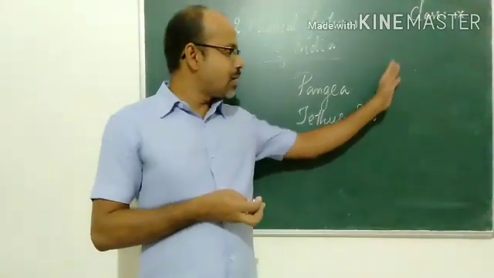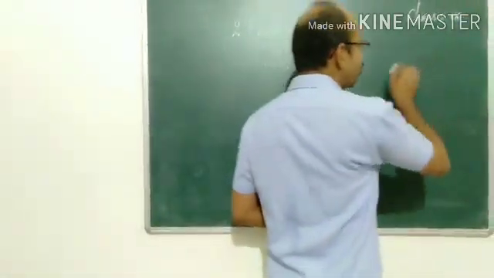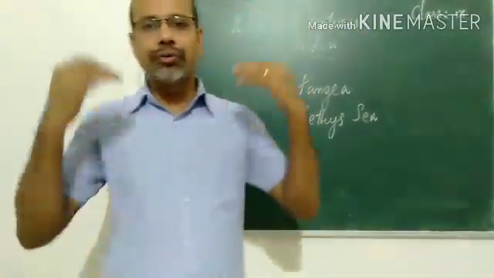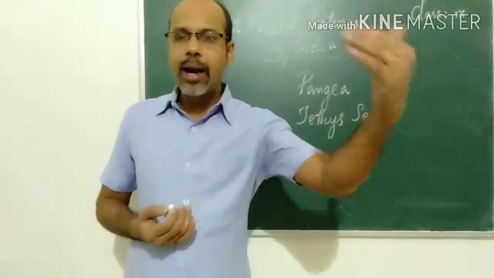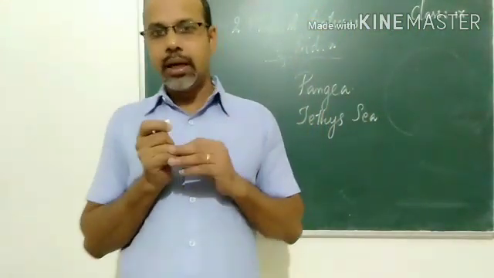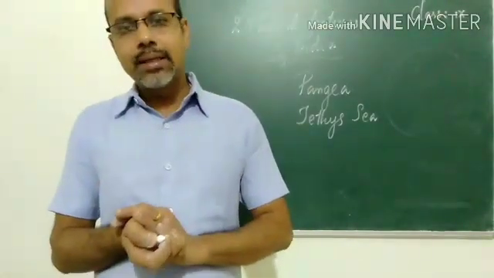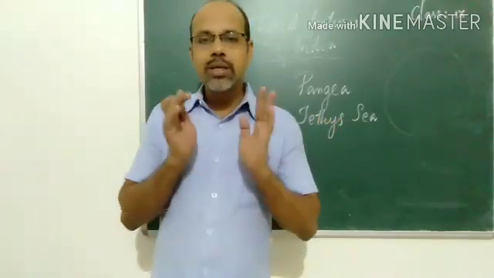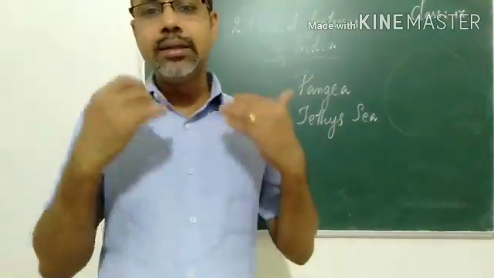Pangaea was a continent which was divided into 2 regions, Angara land and Gondwana land. That was the 2 regions of the single continent. In between there was a sea, which was called the Tethys Sea.